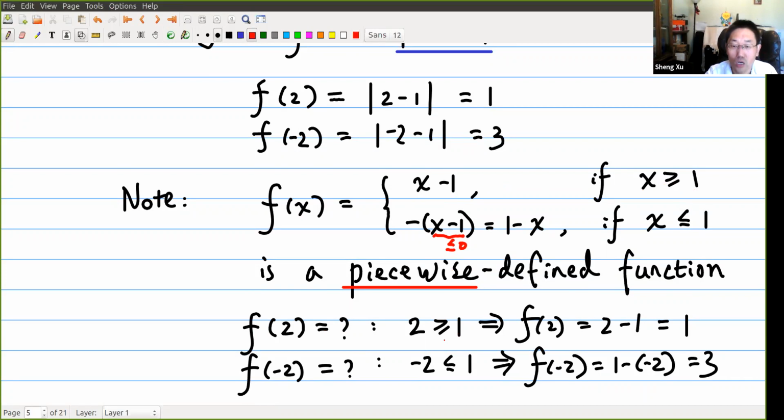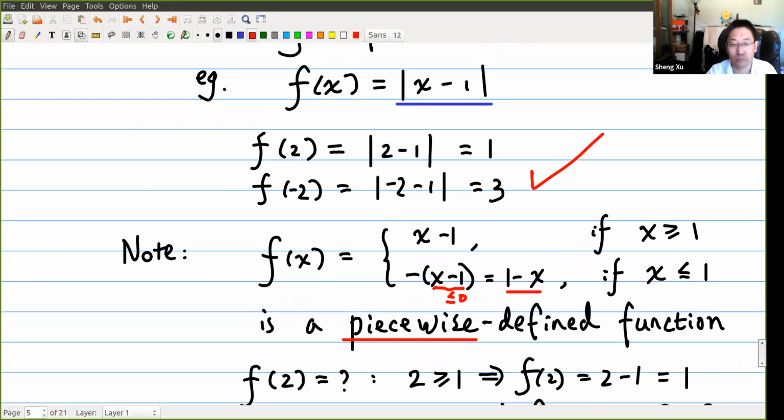If I give you a negative 2, oh, negative 2 is less than or equal to 1. Of course, I need to use this 1 minus x as the formula to compute f(x), right? So f(-2) is 1 minus negative 2, which is 3. Of course, consistent with the previous result.